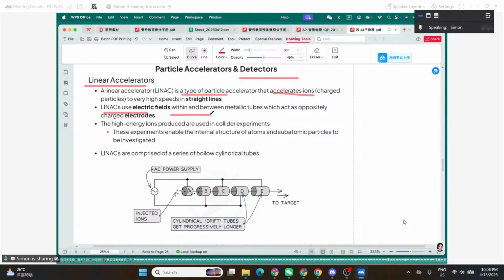This linear accelerator uses the electric field within and between the metallic tubes, which act as positively charged electrodes. The high energy ions produced are used in collider experiments. This experiment enabled the internal structure of atoms and subatomic particles to be investigated.